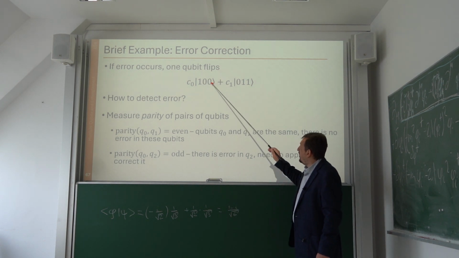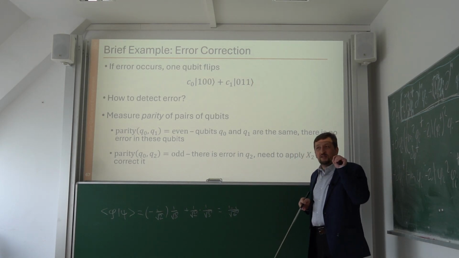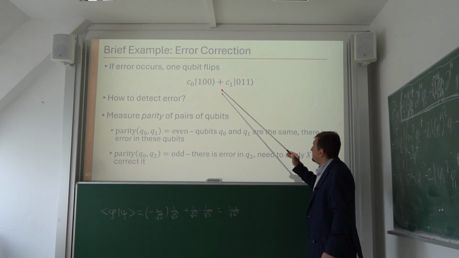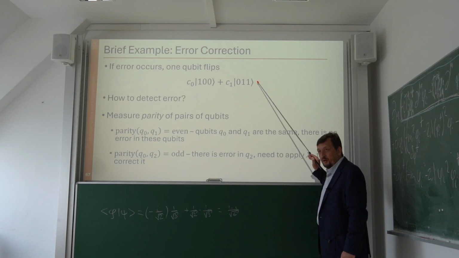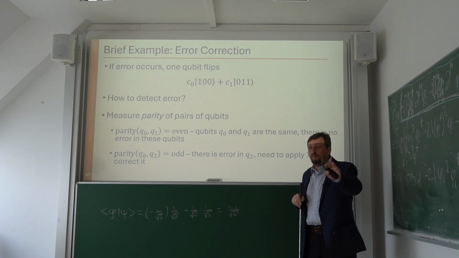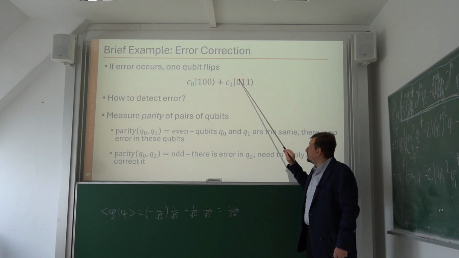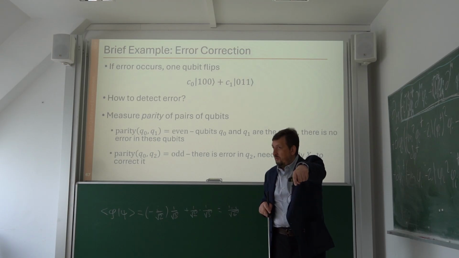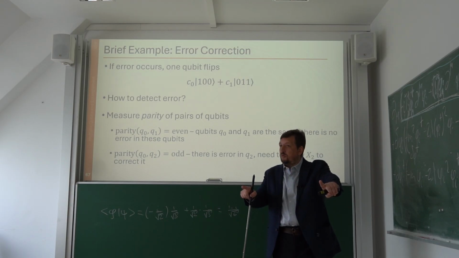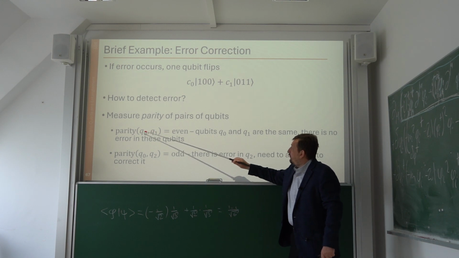For example, I take parity of these qubits. Here I have 2 qubits the same and 2 qubits the same, so parity is even. What is important, this term is even in parity, and this term is even in parity. So if I get even parity, I do not destroy this superposition, because both of these terms in superposition correspond to the same measurement outcome. So superposition is not destroyed.